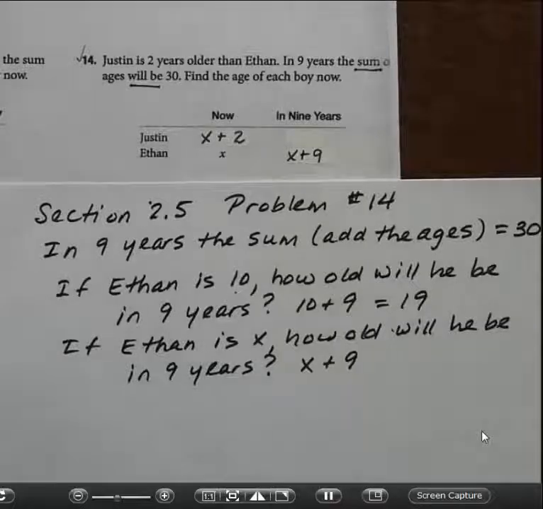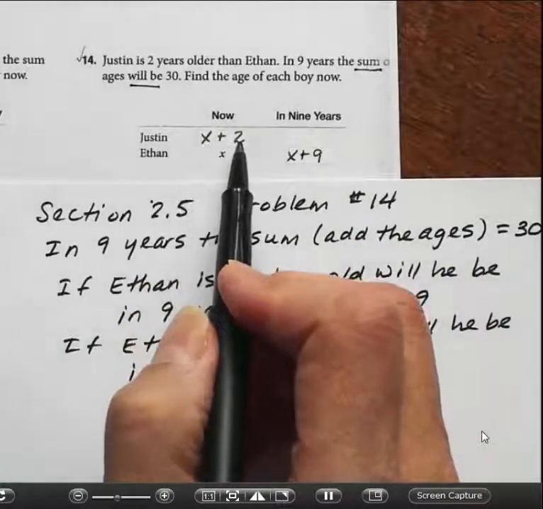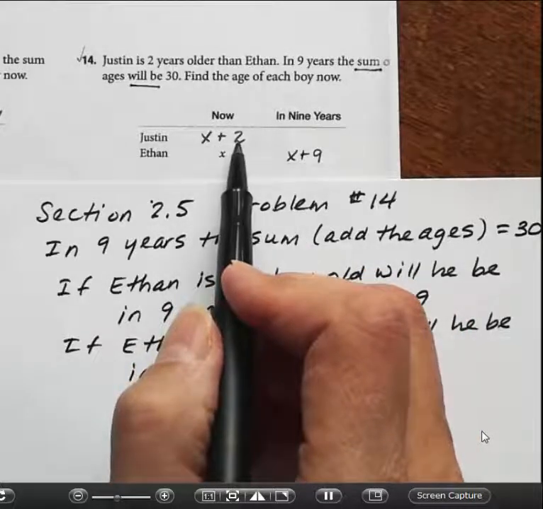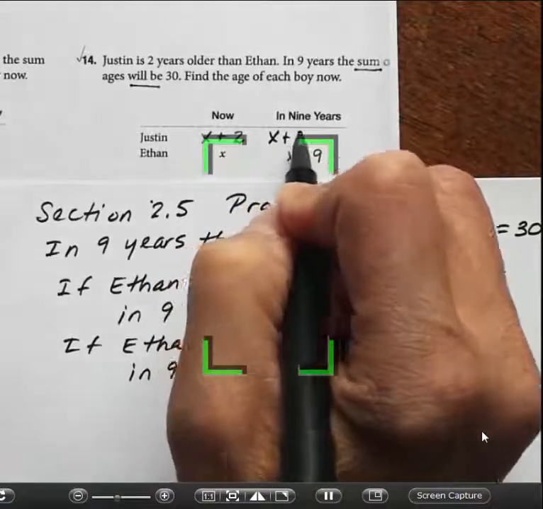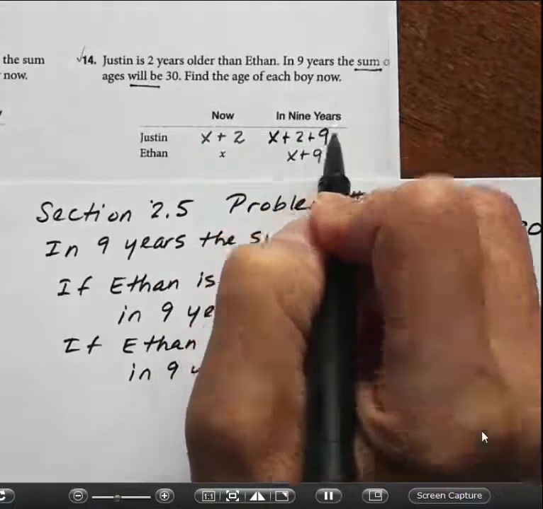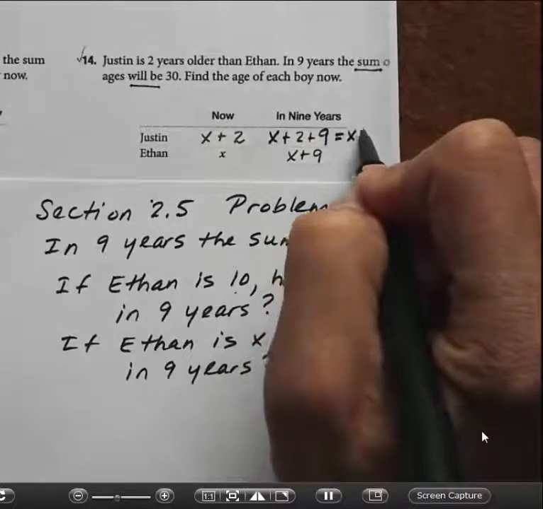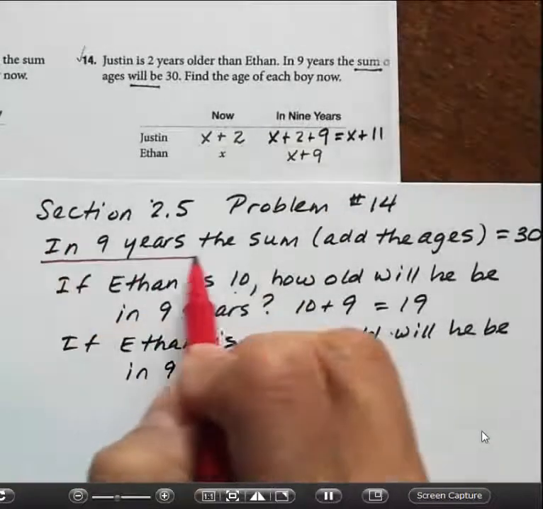Under the same thought process, if Justin is X plus 2 years now, in 9 years, he's going to be another 9 years older than what he is right now. So he's going to be X plus 2 plus 9 years old. So his total age is going to be X plus 11. Okay, so now we're going to use that information and this sentence that we came up with.